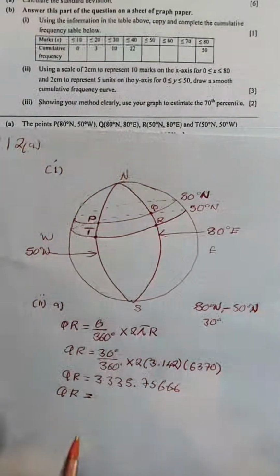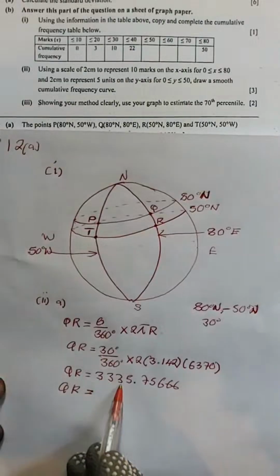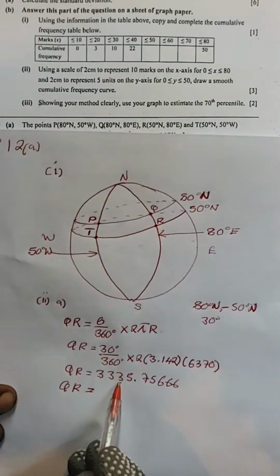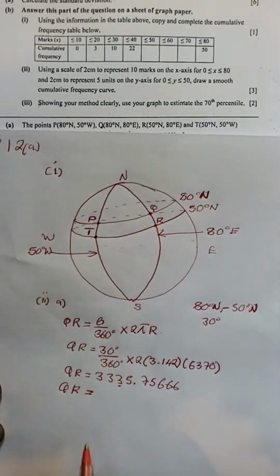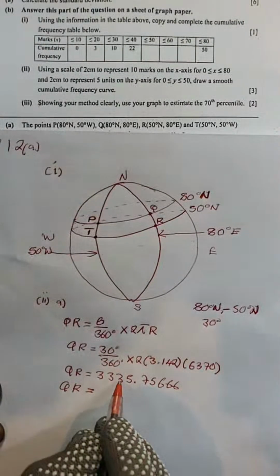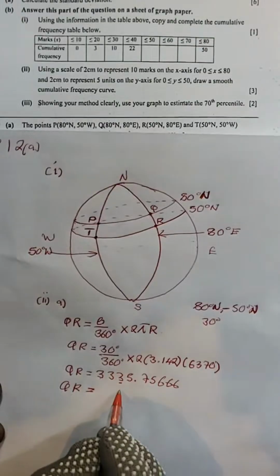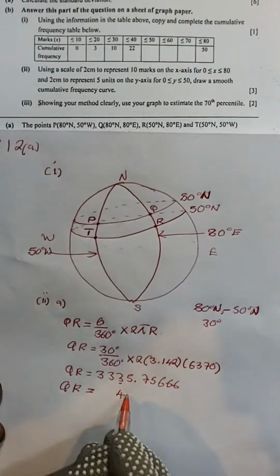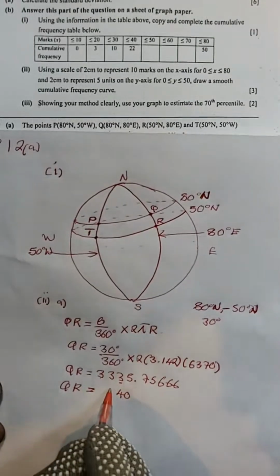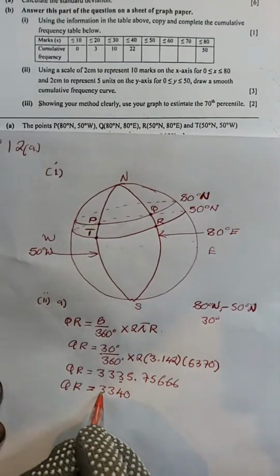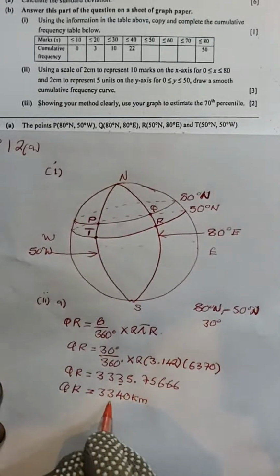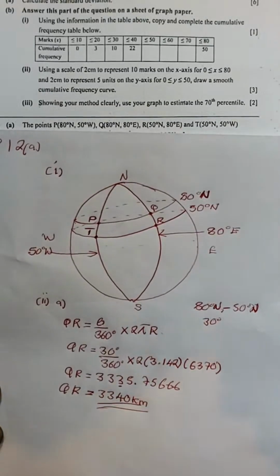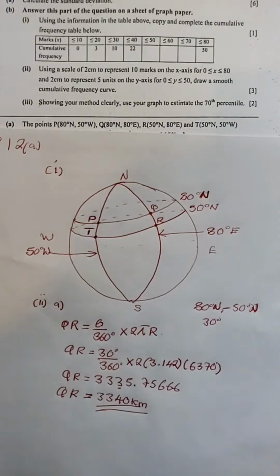significant figures. Okay, so 1, 2, 3. So the number after this 3 is greater than or equal to 5. So we're going to add 1 to this 3, and this 3 becomes what? Becomes 4, and this 5 becomes 0. We're going to maintain this as 3. So 3,340 kilometers. This is the answer to the first question here.